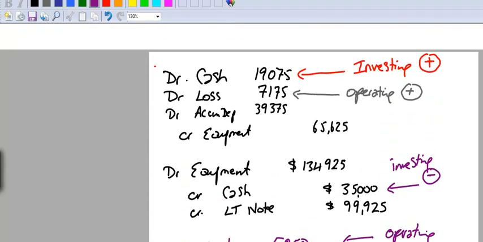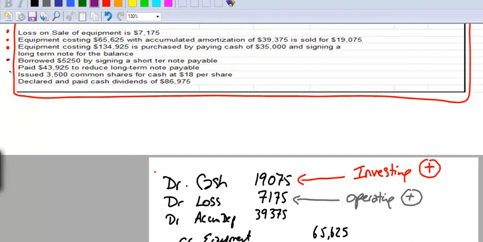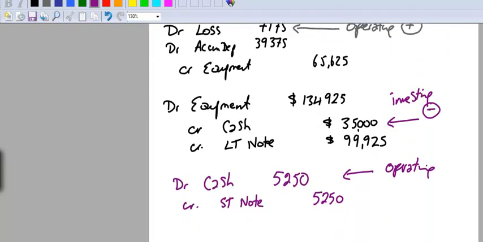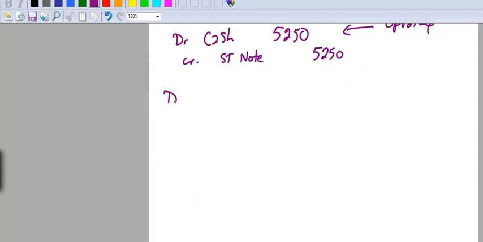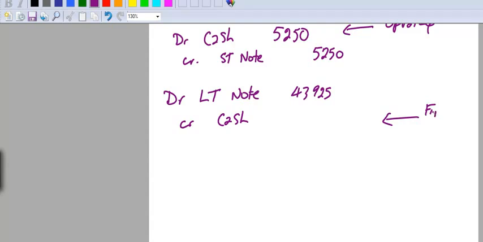We move back and we say paid $43,925 due long-term notes payable. So, ladies and gentlemen, we paid to reduce long-term note, and this is for $43,925. We're going to credit cash. This cash account will be affected in financing, and it's an outflow, and we're going to use that.